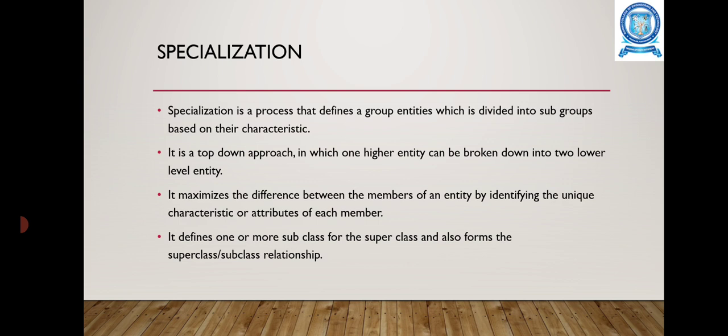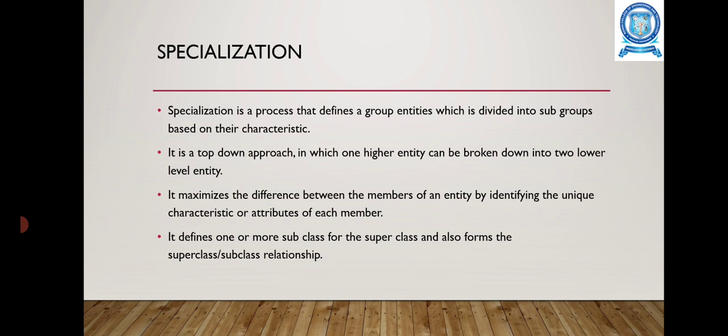Next one is specialization. Specialization is a process that defines a group of entities which is divided into subgroups based on their characteristics. It is a top-down approach in which one higher entity can be broken down into two lower level entities. It maximizes the difference between the members of an entity by identifying the unique characteristics or attributes of each member. It defines one or more subclasses for the superclass and also forms the subclass superclass relationship.